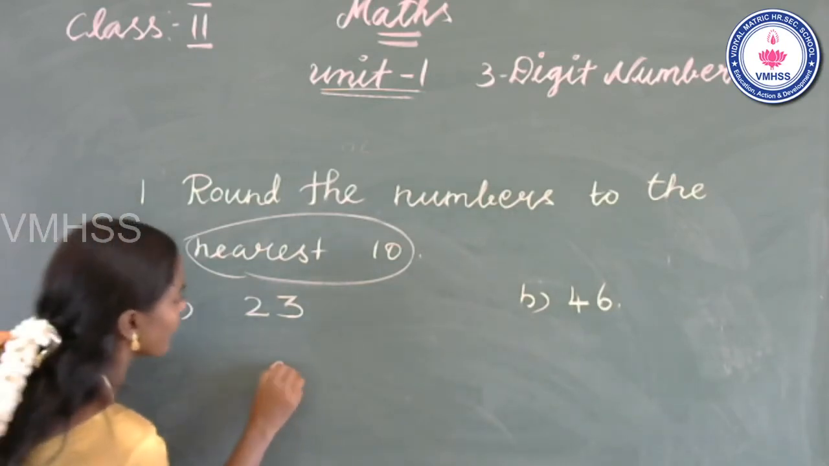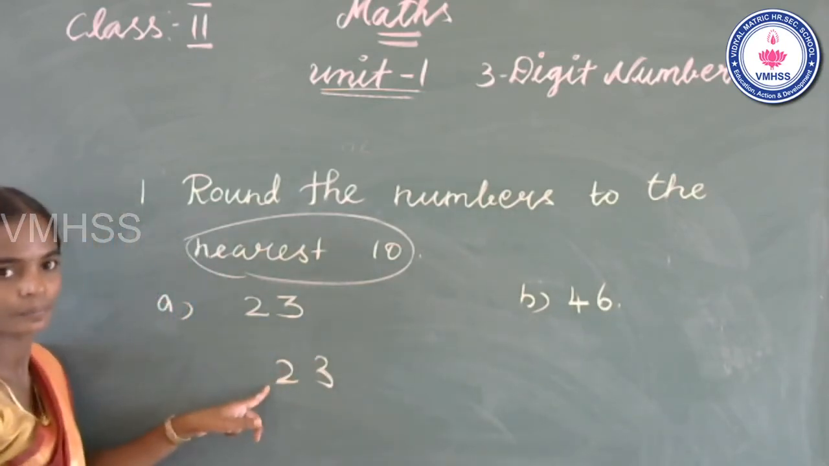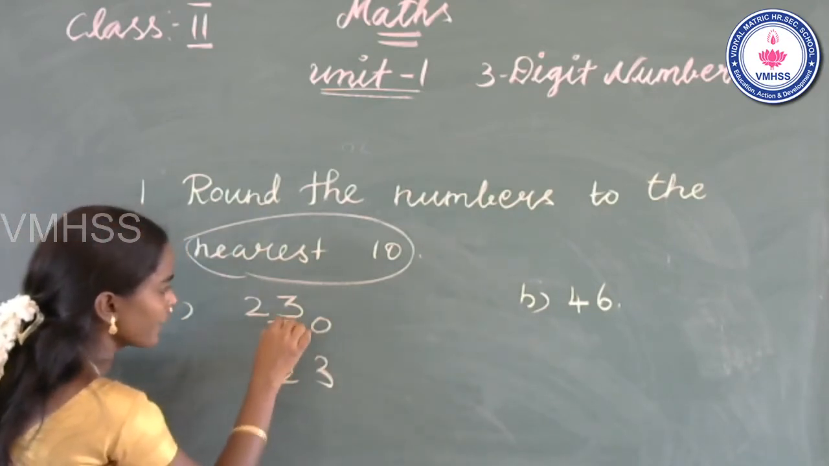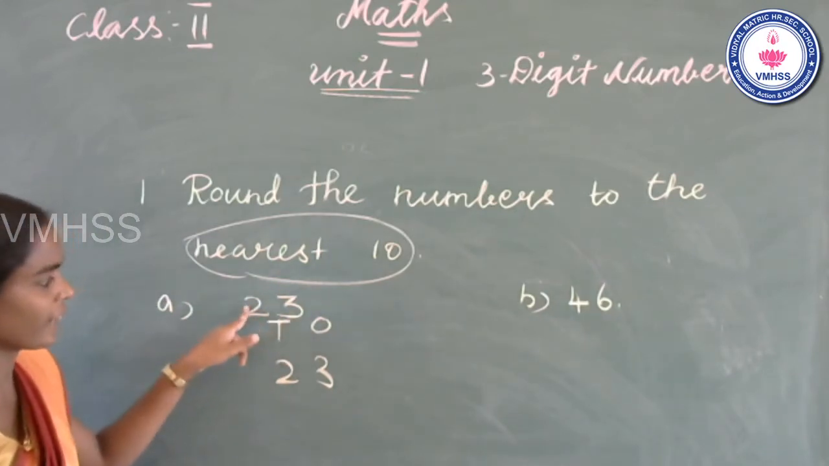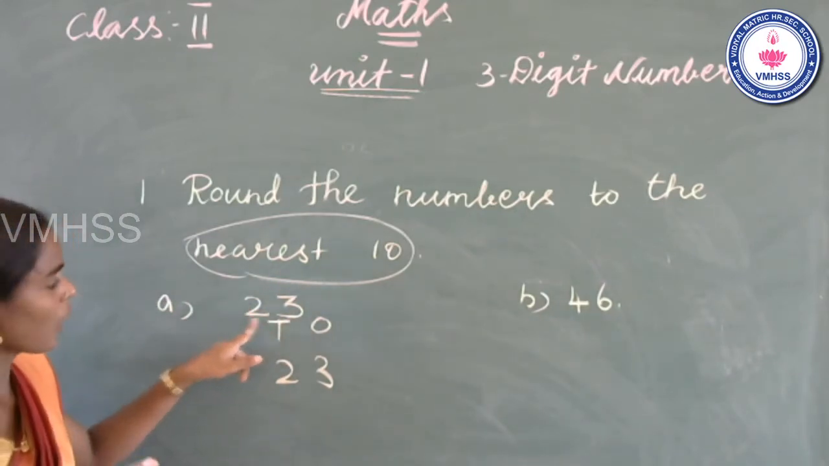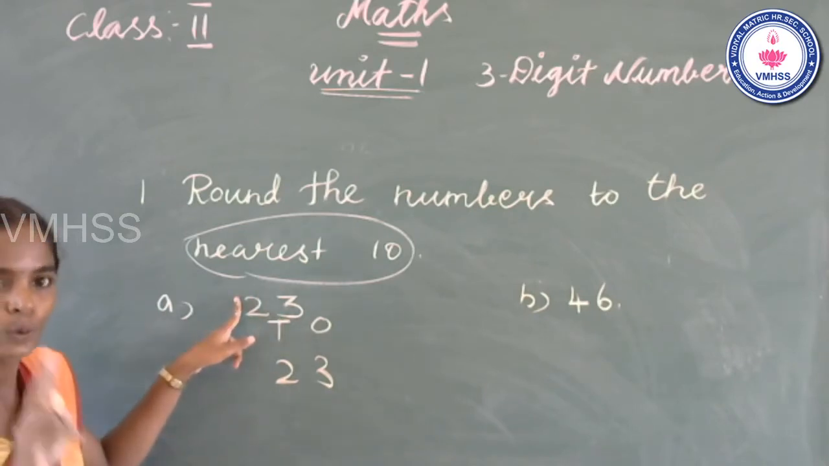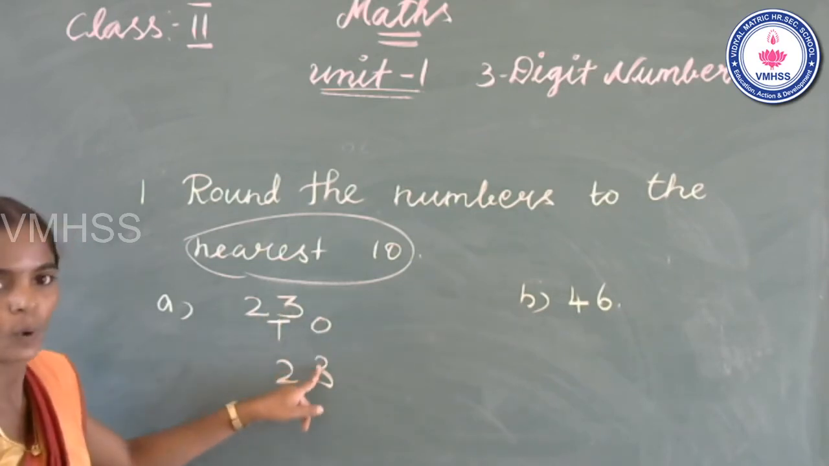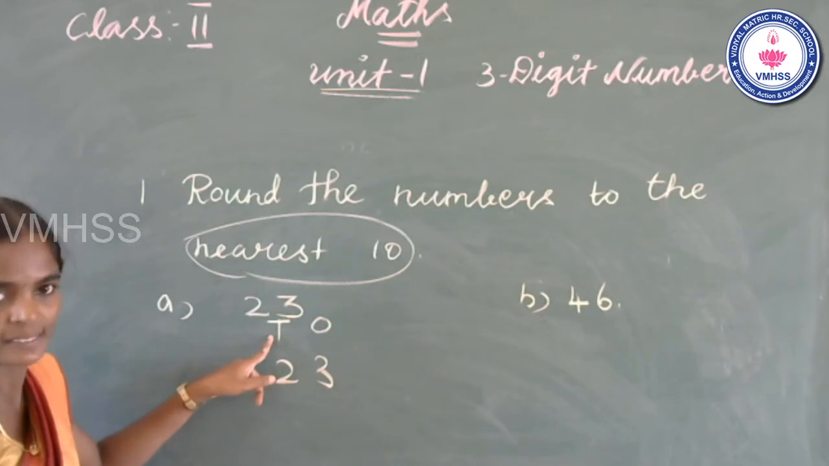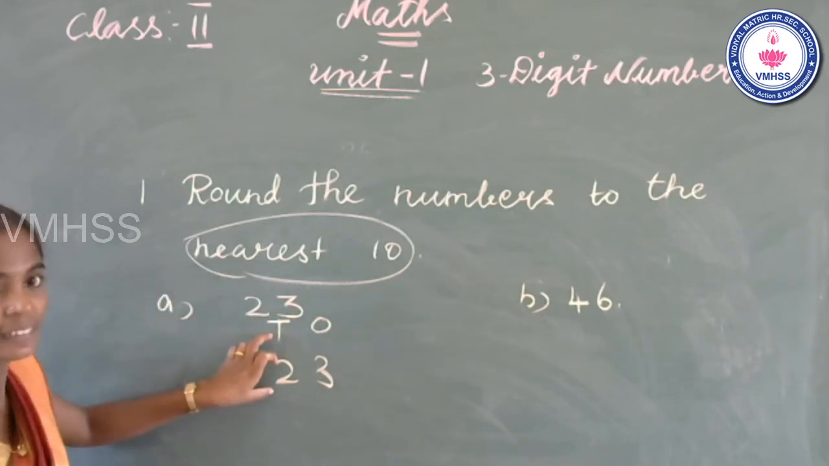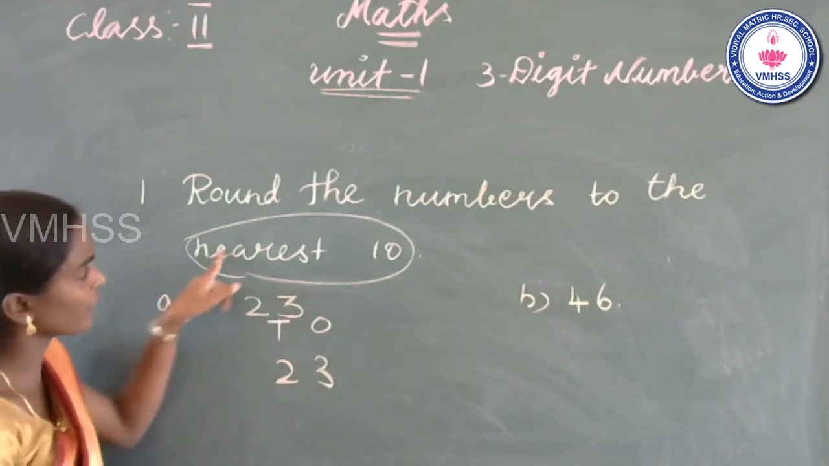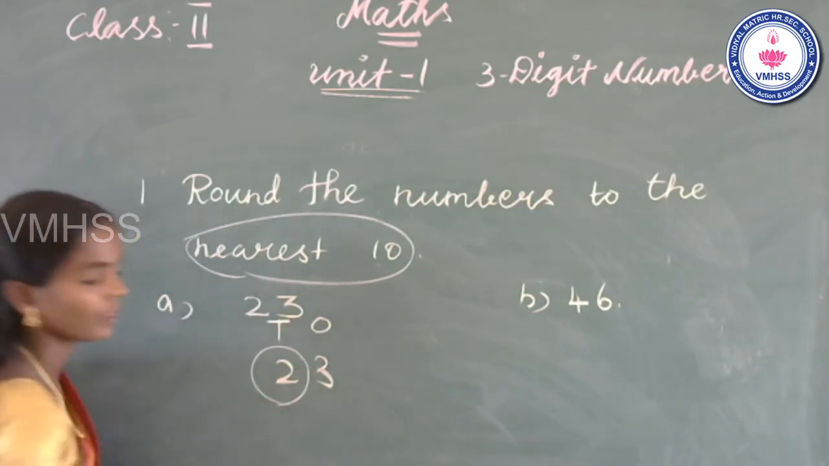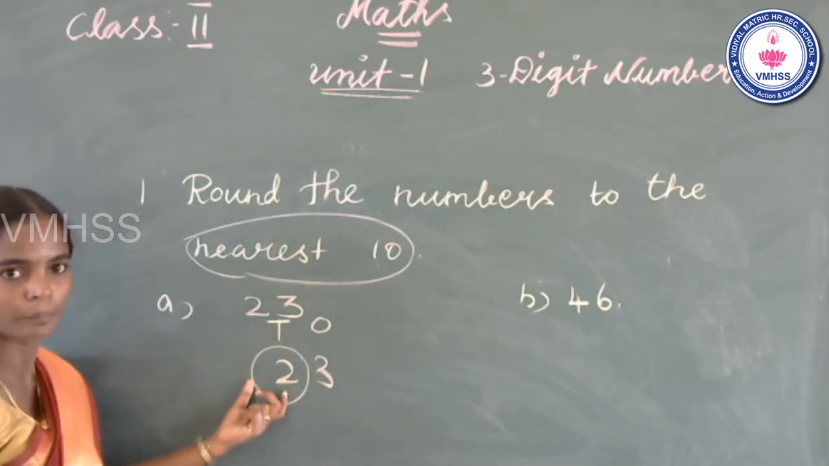So first we find the tens place. Already we know the first place is ones, the second place is tens. So 23 is a two-digit number. How many digits in this number? 2 digit. The first place ones, the second place tens. So first find the tens place number. This question is nearest 10, so circle the tens place number.